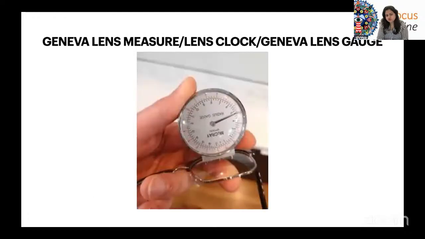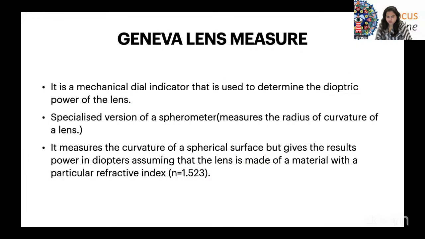Coming to the Geneva lens measure, or the lens clock. This is basically a gauge type, watch type of instrument, which is used to measure the front vertex power and the back vertex power. A difference between the two is going to give us the power of the lens. So it is a mechanical dial indicator that is used to determine the dioptric power of the lens. It is a specialized version of a spherometer.